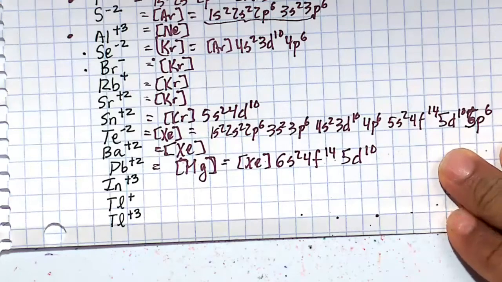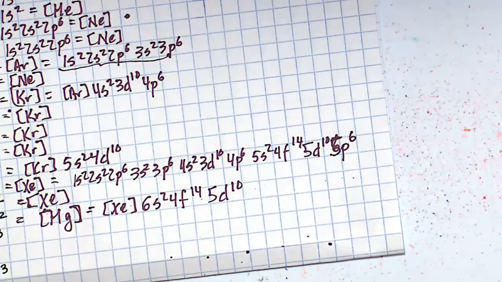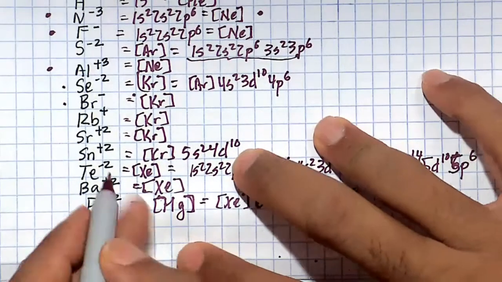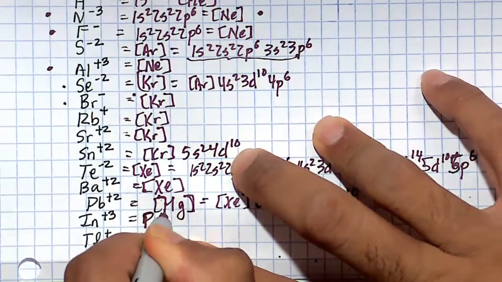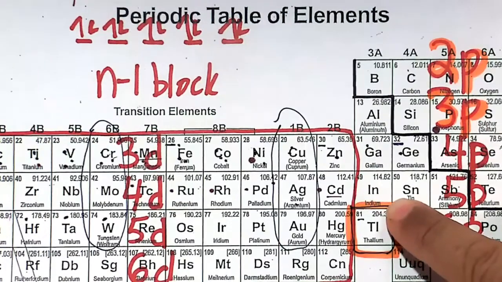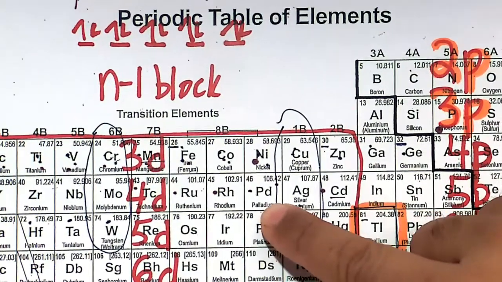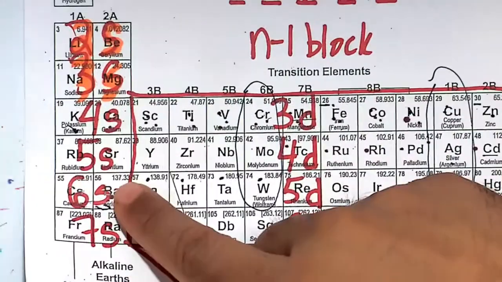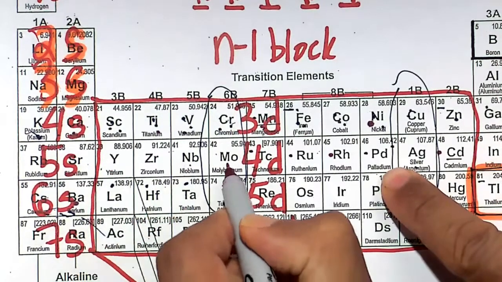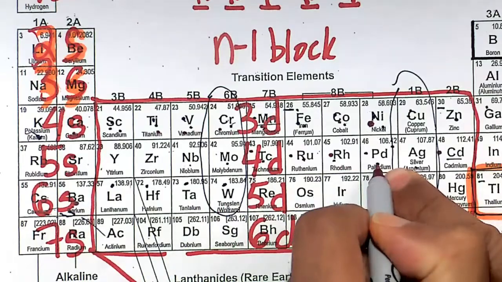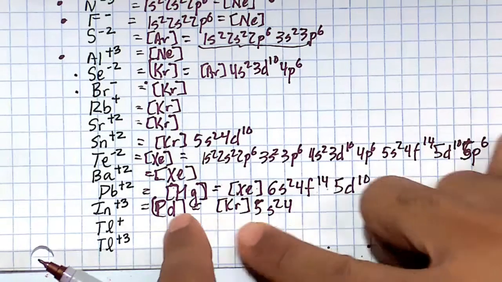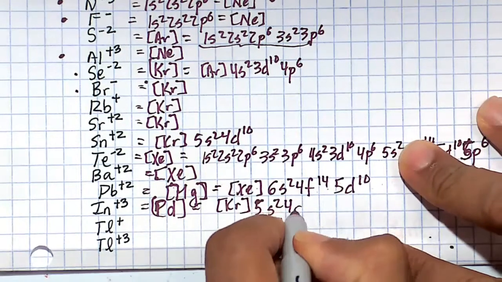In plus 3, so the electron configuration of indium plus 3 as an ion is going to have the same electron configuration as palladium. And palladium has the electron configuration of Krypton. So indium plus 3 will have the same electron configuration as palladium. So that's going to be Krypton, 5s2, 4d, here's palladium, 4d1, 4d2, 4d3, up to 4d8. So indium plus 3 will have the same electron configuration as palladium, which is Krypton, 5s2, 4d8.